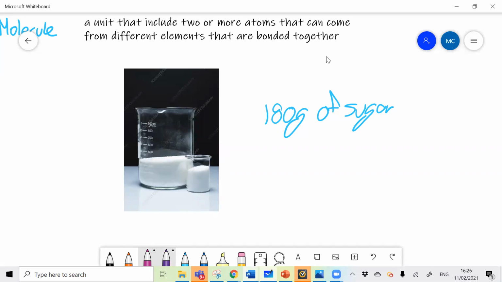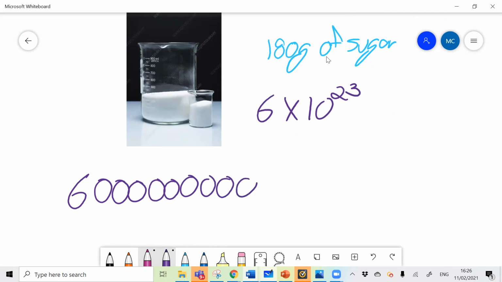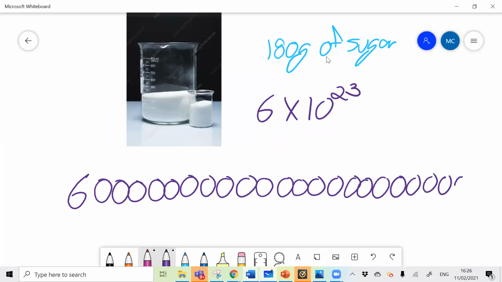So the number of particles here is going to be 6 times 10 to the 23. So that would be 6 and 23 zeros. So it is this number, 6, 1, 2, 3, 4, 5, 6, 7, 8, 9, 10, 11, 12, 13, 14, 15, 16, 17, 18, 19, 20, 21, 22, 23. So it's a huge number. And that is 6 times 10 to the 23 particles of sugar.